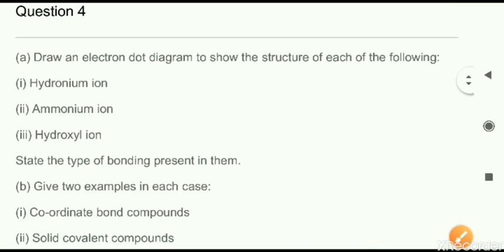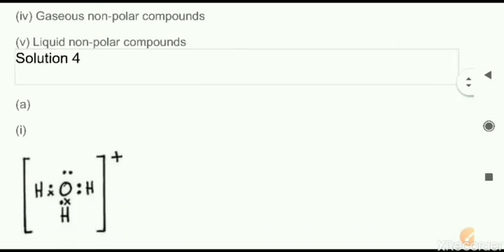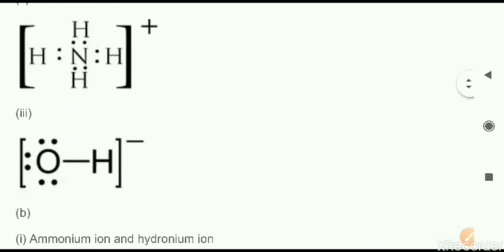Question number 4, we have to draw electron dot diagrams for these figures that you can draw. Next, we have to state the type of bonding present in them. So the figures are given here. I hope you can draw these yourself as well.